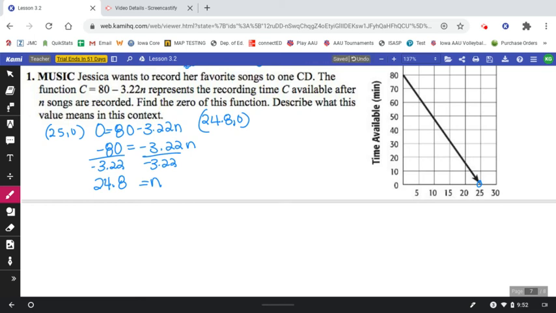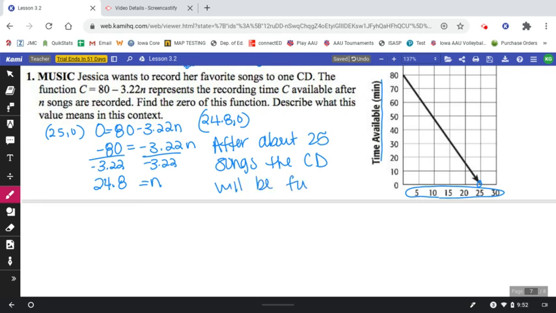So describe what it means. If this is the time available, and this got cut off, but it's the number of songs, I could describe it by saying after about 25 songs, the CD will be full, or there'd be no time left.